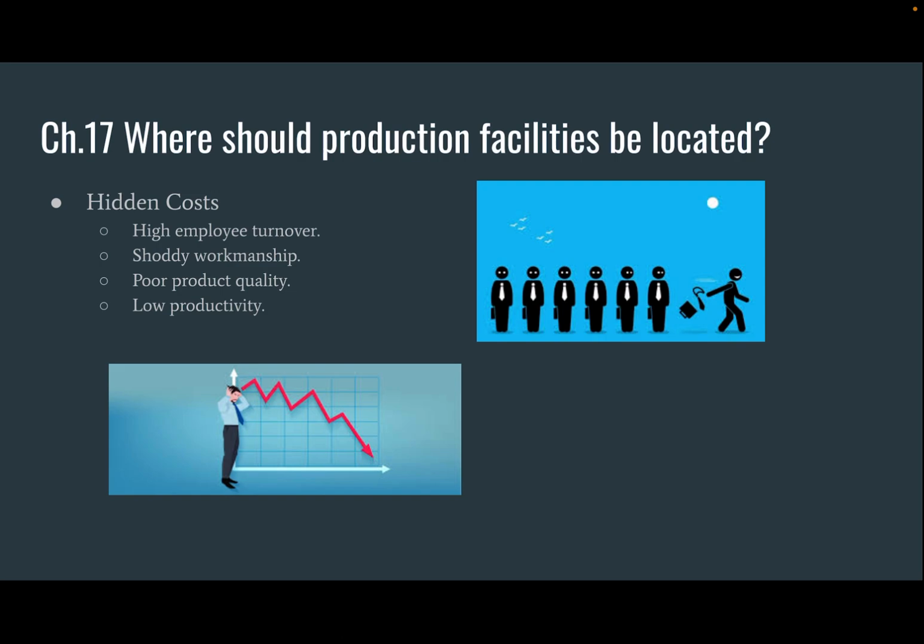High employee turnover basically means the business has to hire more people and train more people, which might affect them in the long run. Shoddy workmanship basically means the quality that the worker is producing, for example in construction, is not up to quality. Poor production quality, so the product is poorly made, and then low productivity of their employees.